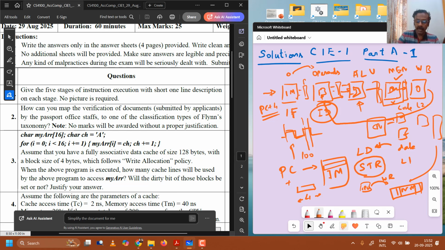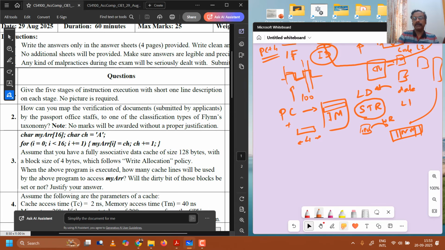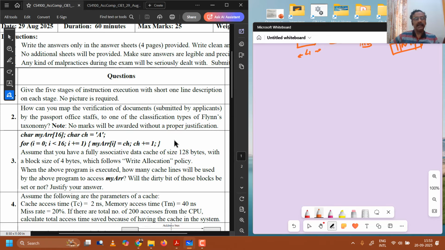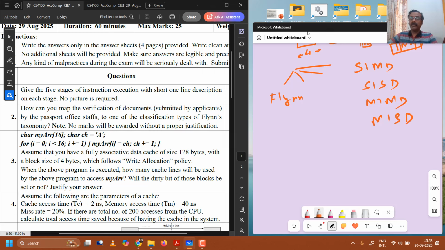Now let us talk about the next question, which is about a generic one. You know that processors are classified by Flynn's taxonomy, right? And there are different types of them: SIMD, SISD, I'm not writing in the same order, MIMD and MISD. And what does that mean? Single instruction, multiple data; single instruction, single data; multiple instruction, multiple data; and multiple instruction, single data.